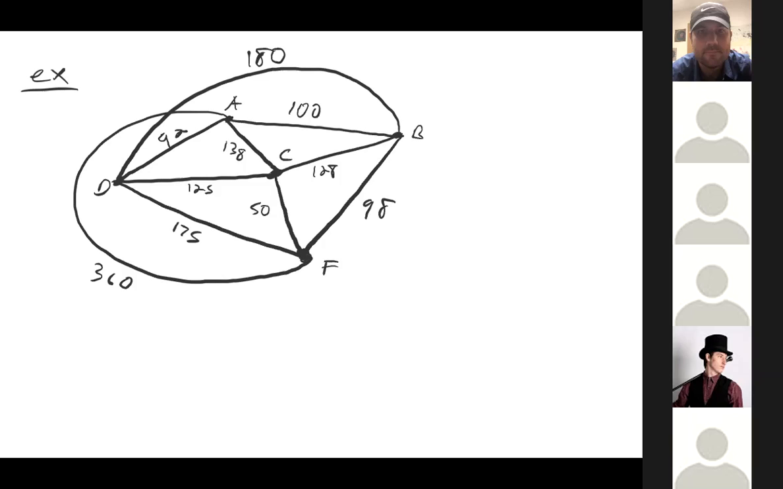Okay. So here's what I want you to do. I want you to start at the letter B. And I want you to find the nearest neighbor route. Go ahead and start at the letter B and find the nearest neighbor route through that.